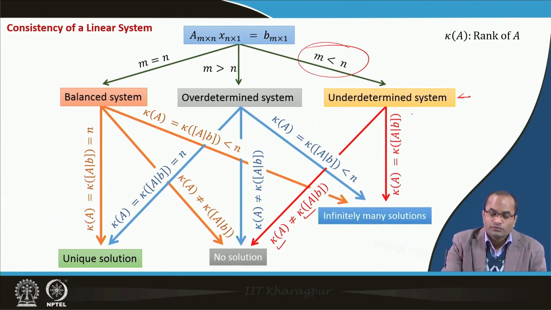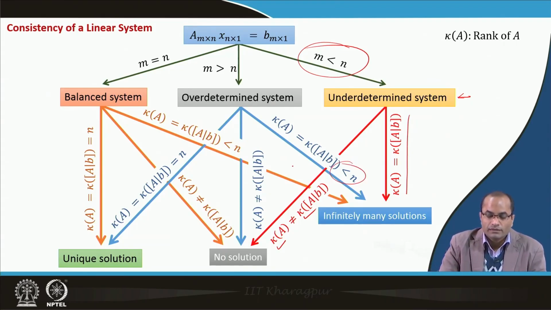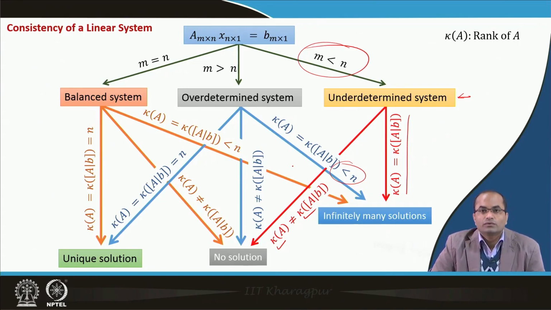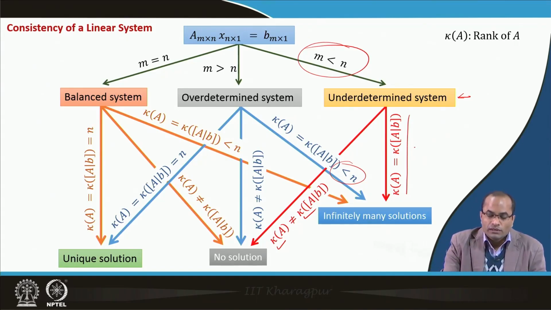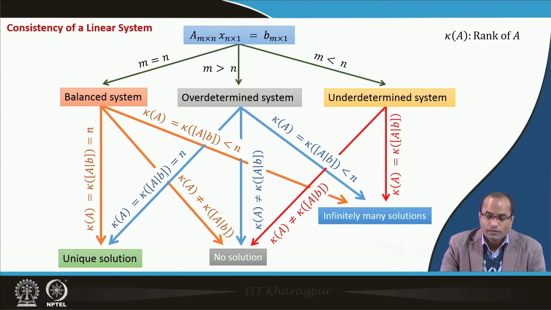So, when the rank of A is equal to the rank of A B, it has to be less than n. So, it is eventually the case which we have discussed for infinitely many solutions for balanced and overdetermined systems. Here also when this rank is equal, we do not have to say less than n, because it is obvious. So, in this situation we have again infinitely many solutions.